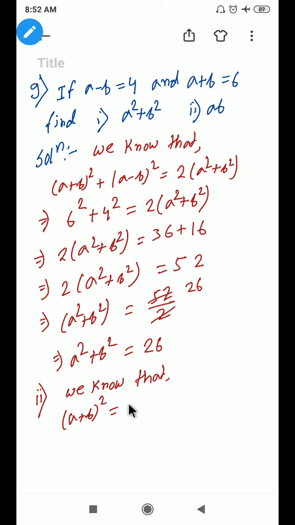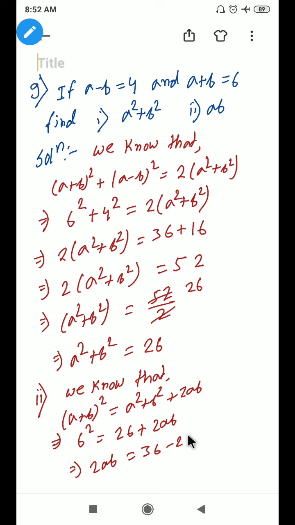So (a plus b) whole square is equal to a square plus b square plus 2ab. A plus b is given 6, so this will be 6 square, and a square plus b square we just found 26, plus 2ab. So 2ab is equal to 36 minus 26, which is 10, so ab will be 5.